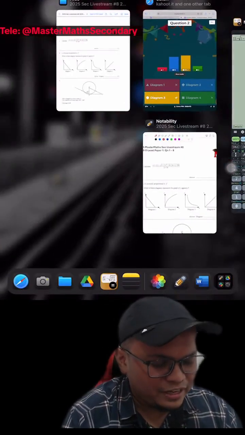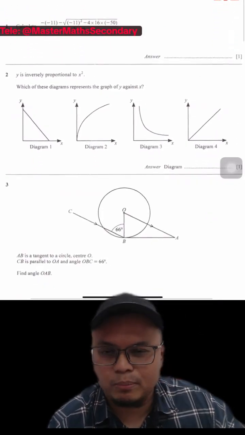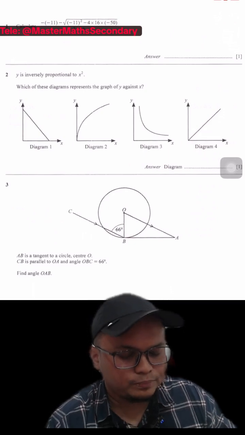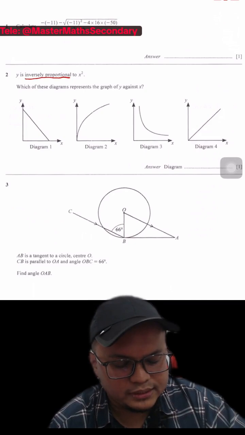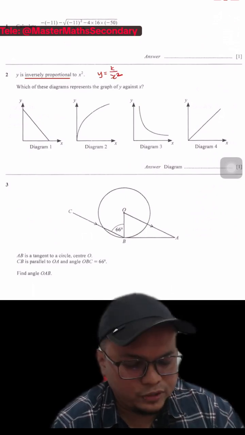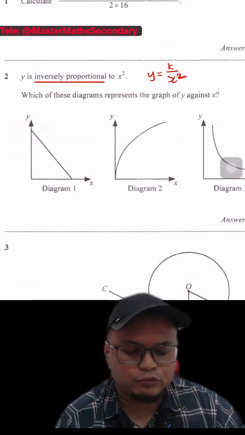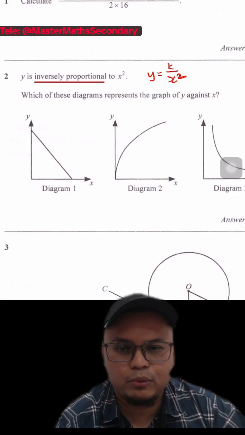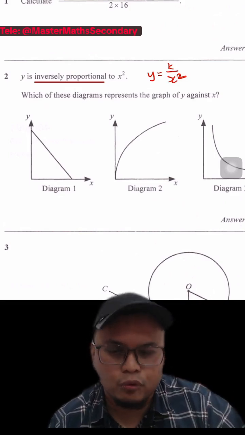For the second question, we are given the fact that y is inversely proportional to x squared. When it's inversely proportional, what we know is that y equals k over x squared. Because it's inversely proportional, the first thing we do is form the equation connecting y and x squared as y equals k over x squared.